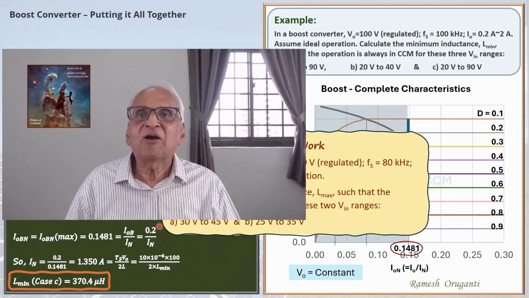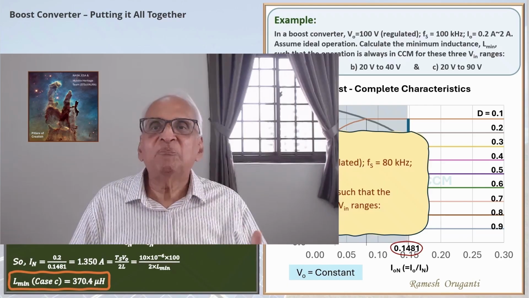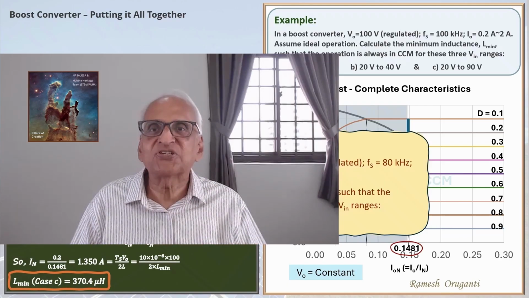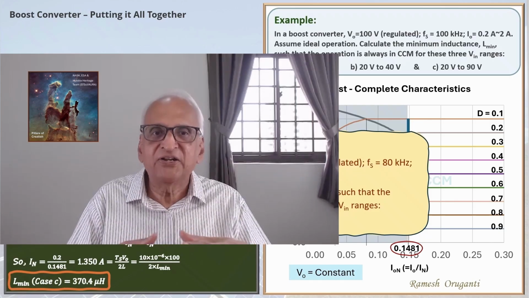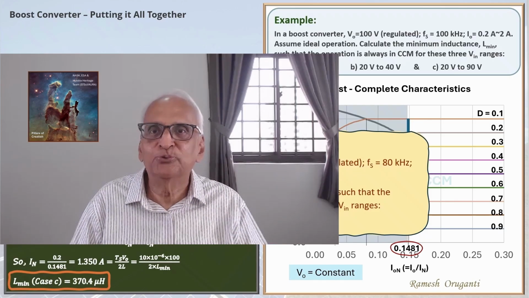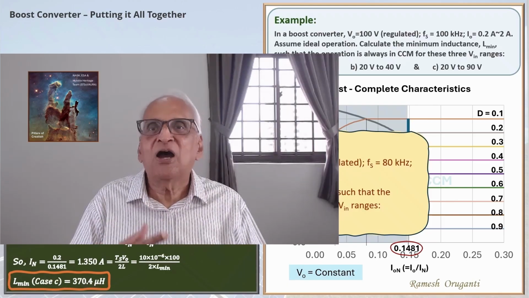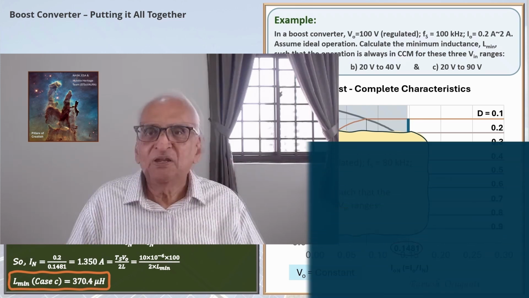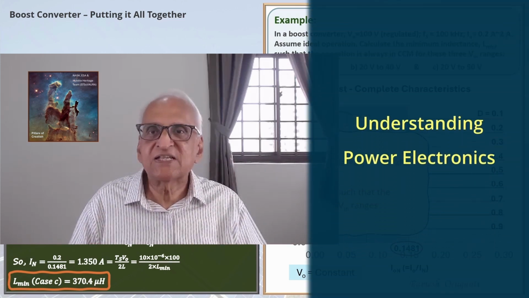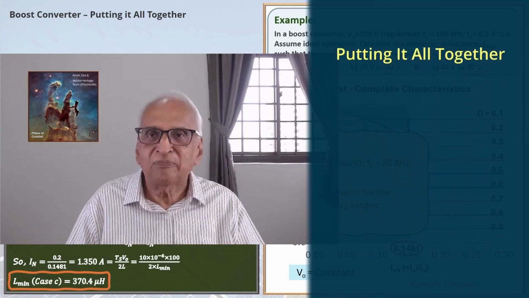With this, we have come to the end of this video. In this video, we put together the complete characteristics of a boost DC-DC converter under CCM, under DCM, and under the boundary condition between the two. We saw the characteristics in graphical form and understood how to interpret the graph, and then used a design example to understand the graphical representation in greater depth.